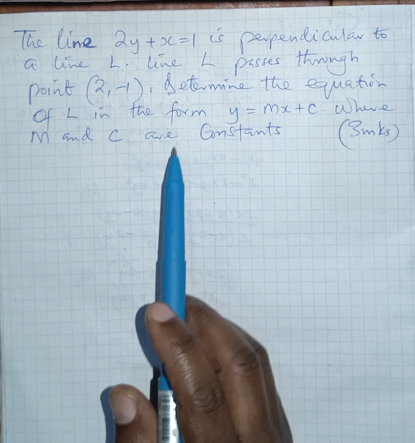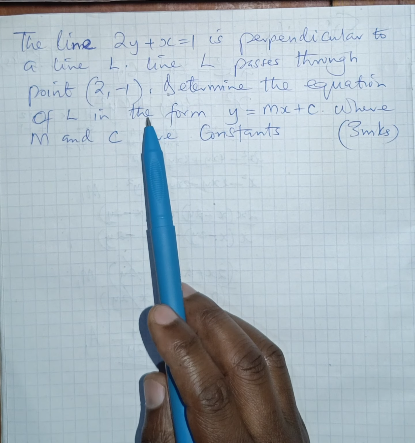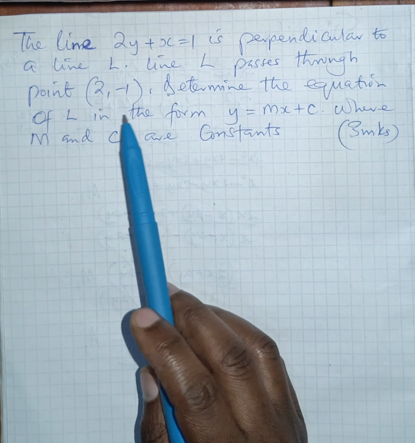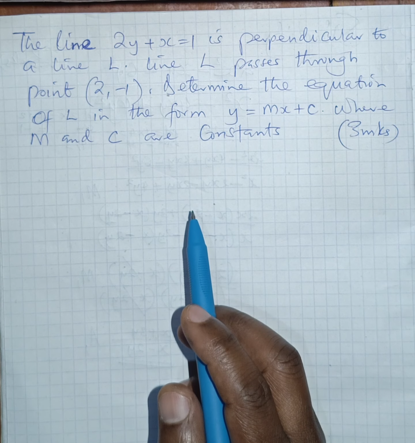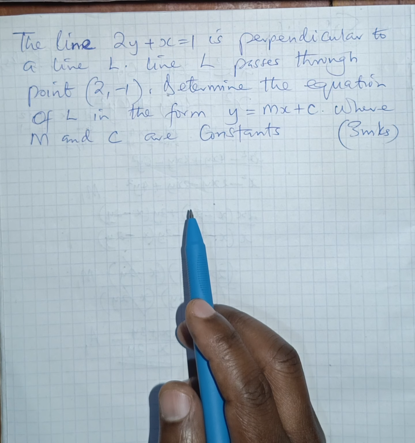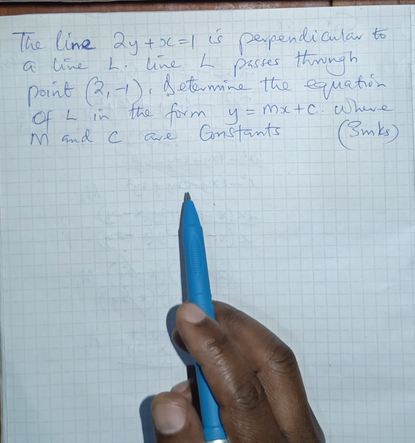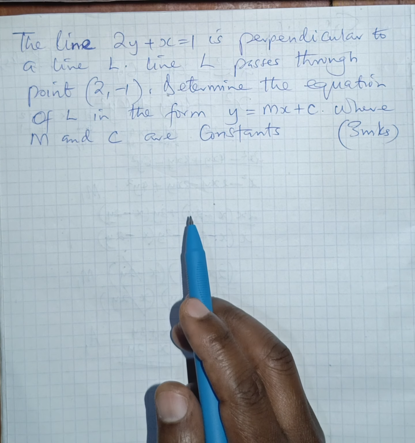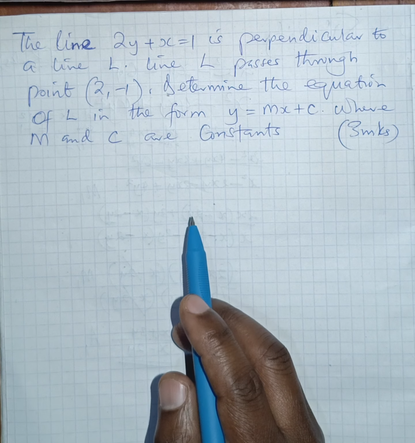Another KCSE sampled question that the candidates were required to do. This was the question. The line 2y plus x equals 1 is perpendicular to a line L. Line L passes through point (2, -1), that is x coordinate 2 and y coordinate -1. Determine the equation of L in the form y equals mx plus c, where m and c are constants.